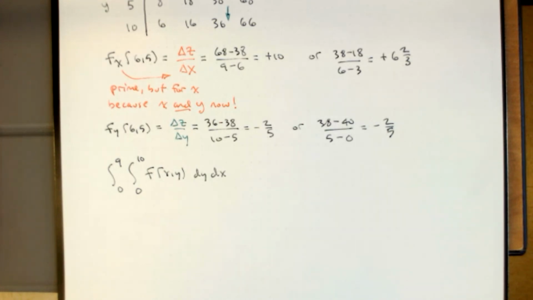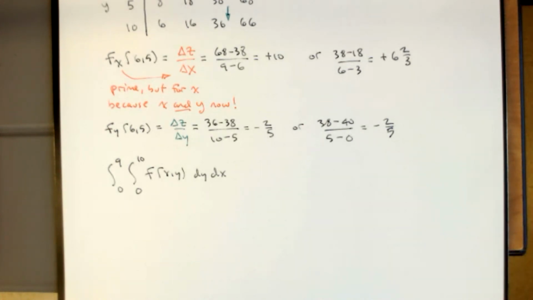This is the same thing that we did before with the interval from 0 to 9 and f of x. We're taking f of x times dx and evaluating that at all the values between 0 and 9. We've just got two variables here. We've got 0 to 9 on the x, 0 to 10 on the y. Any questions?